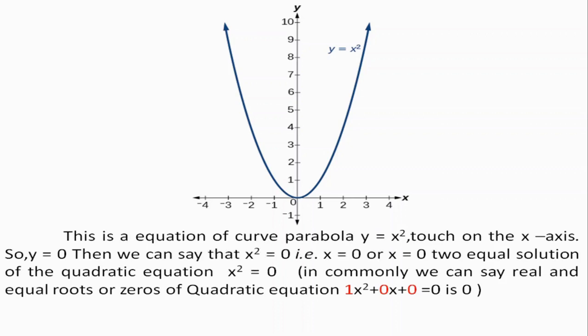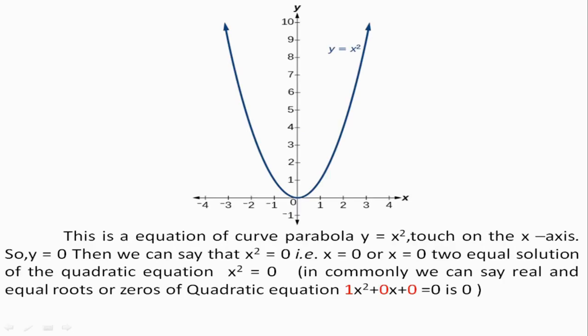As you can see here, when y is equal to 0, x is equal to 0. So x equal to 0 and x equal to 0 are two equal solutions of the quadratic equation x square equal to 0. We can express it in the form of a quadratic equation, as you can see here. I can write it as 1x square plus 0x plus 0 equal to 0. Now see another curve.